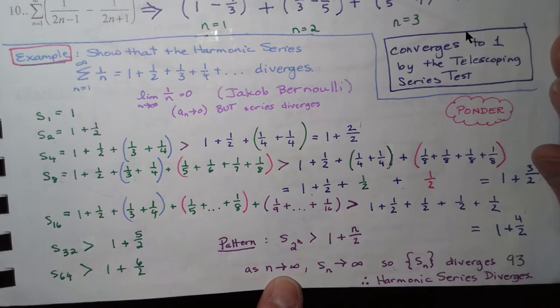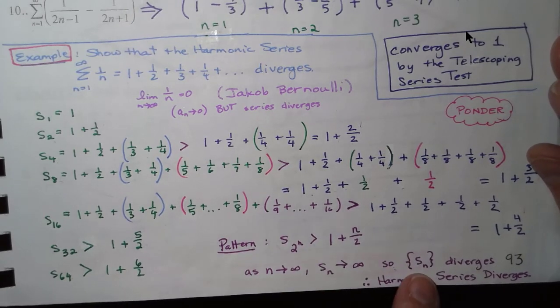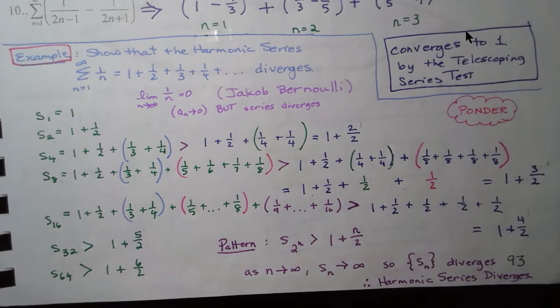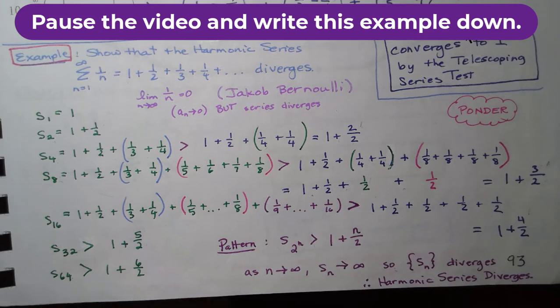So as n goes to infinity, your sum goes to infinity, so my series diverges, the harmonic series diverges. That's just a beautiful little proof. I will leave this here for you for a moment so you can copy it down. It is definitely something to be pondered.